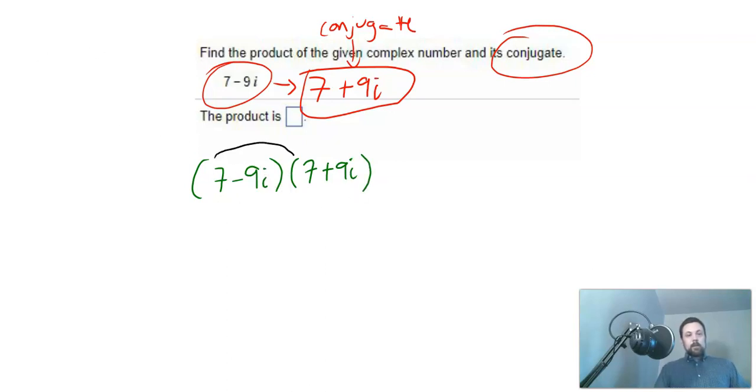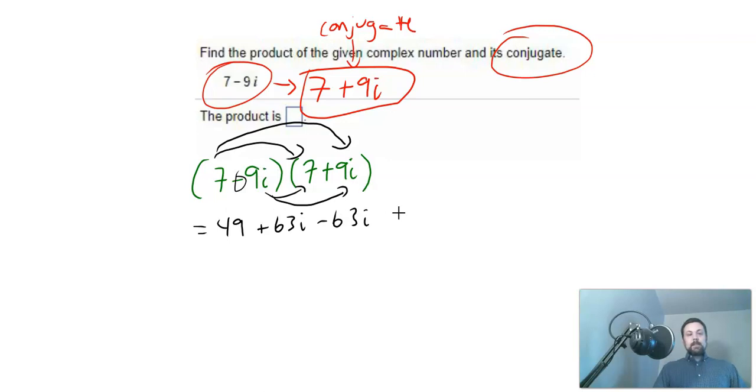So we'll take 7 minus 9i times 7 plus 9i, and we'll have to FOIL because it's two terms times two terms. So multiplying the first two terms together, 7 times 7 is going to be 49. We'll multiply the outer terms, 7 times 9i, it's going to give me 63i. Multiply the inner terms together, you get negative 9i times 7, so make sure you pay attention to that, it's negative. It's going to give me negative 63i.